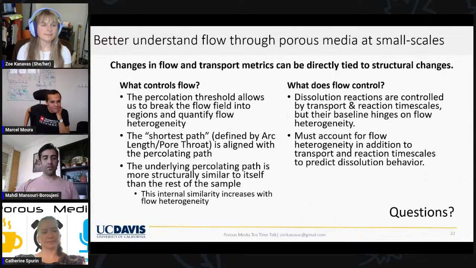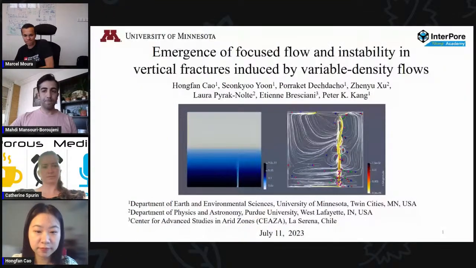Thank you. Okay, great. If there are no more questions, maybe we can move on to our next speaker. So our next speaker is Hongfan. She's a PhD student in the Department of Earth and Environmental Sciences at the University of Minnesota, working with Professor Peter Kang. She is broadly interested in the flow and reactive transport in porous and fractured media. Currently, she's studying the density effect on the flow, transport, and mixing in the fractured media. The floor is yours, Hongfan.